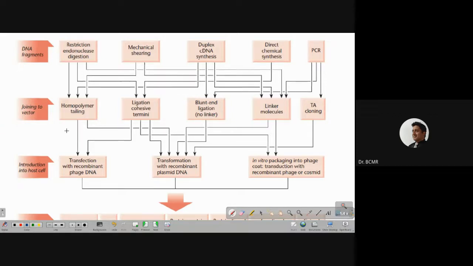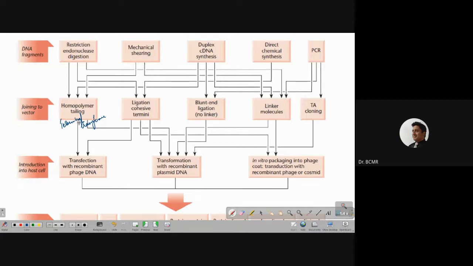Anybody? What is TT? Okay. Terminal transferase. It is an enzyme which will add multiple bases to the 3' ends of the DNA, and whatever nucleotide you are giving, it will add. It is a template independent DNA polymerase. That is the enzyme.